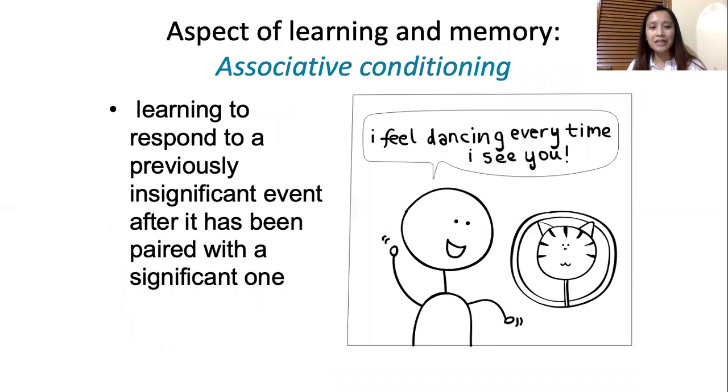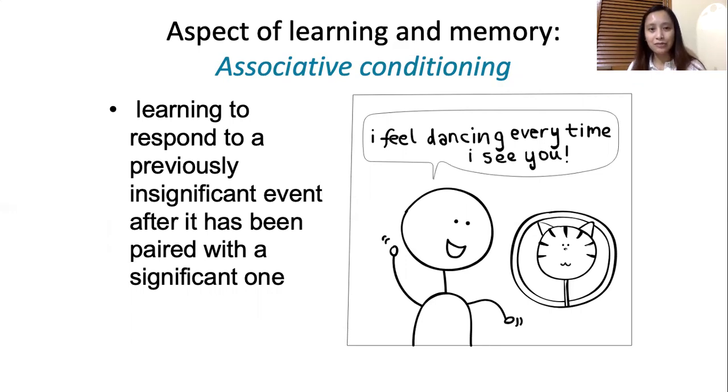The next aspect of learning is associative conditioning. This is learning to respond to a previously insignificant event after it has been paired with a significant one. For example, if you see other people, it doesn't mean anything to you. But let's say this person sees this cat: "I feel like dancing every time I see you," because he associates this cat with an event where probably they were dancing. So this is associative conditioning.